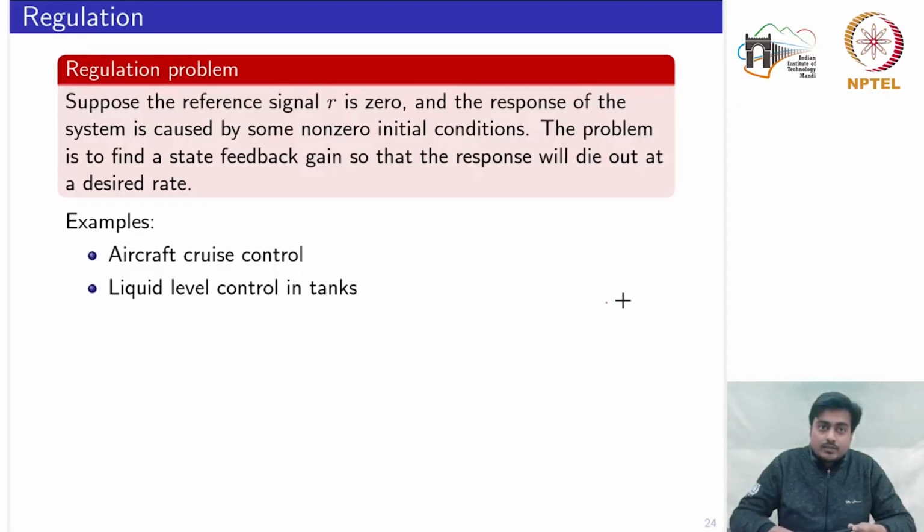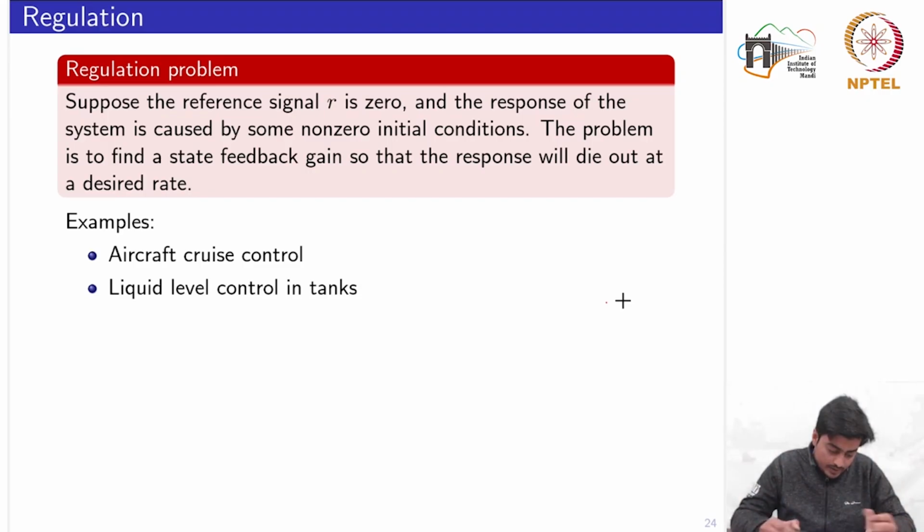So far we have discussed the state feedback control design problem for a generic case where we have assigned the eigenvalues to some desired location. The further classification of that generic state feedback control design problem is into two: first is the regulation problem, and second is the tracking problem, which we will discuss later.